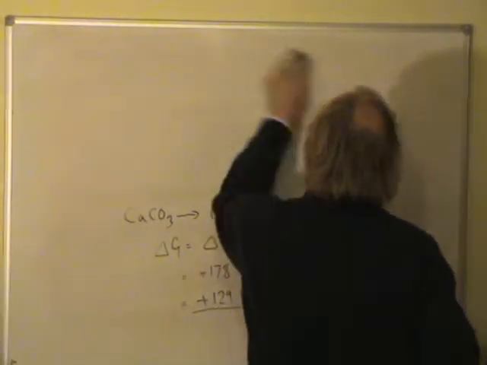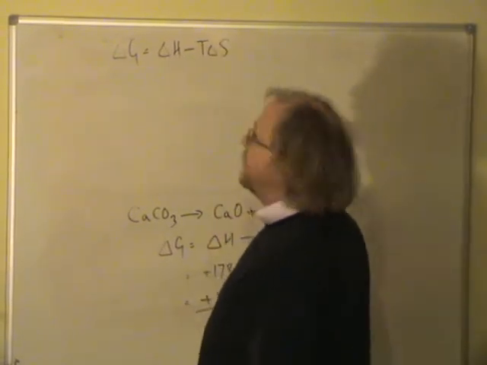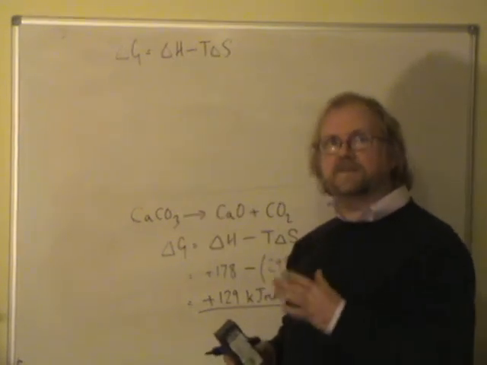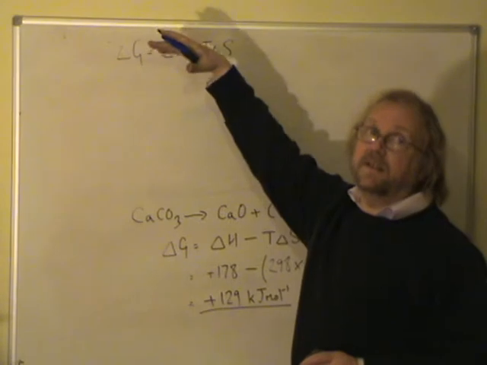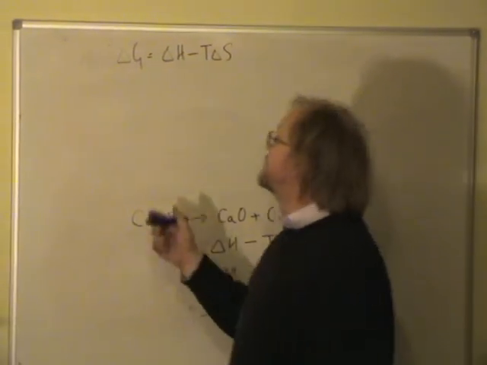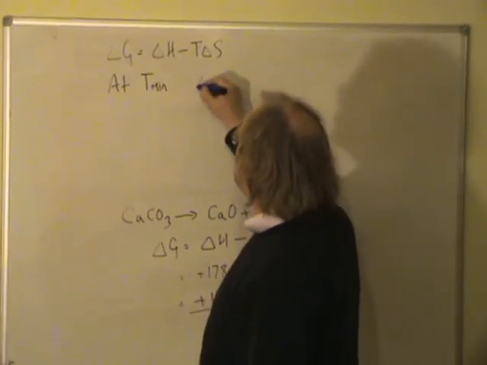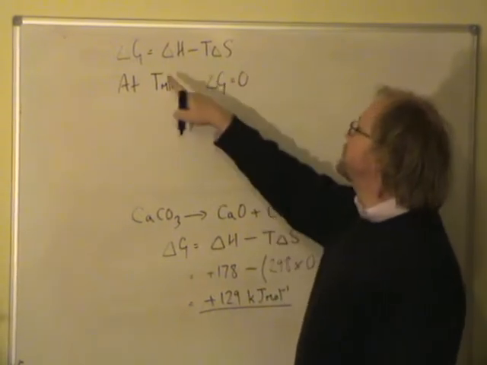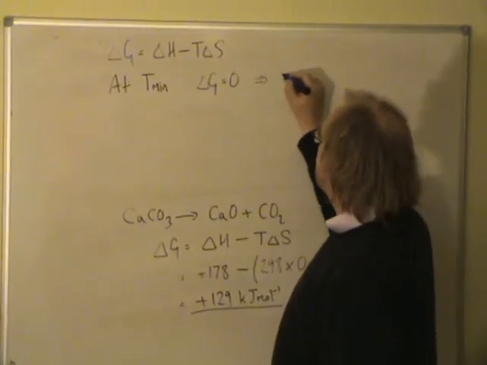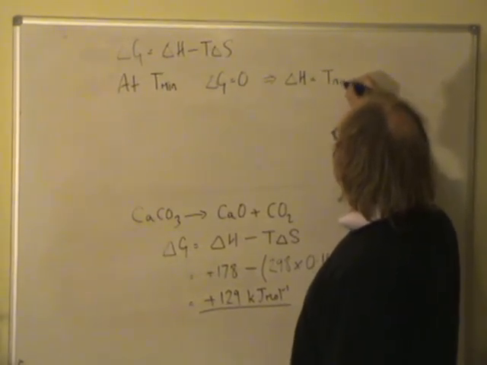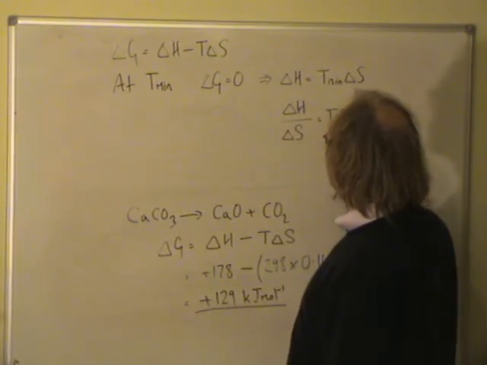And the way you do that is again to start with your definition of delta G. So delta G is delta H minus T delta S. And the temperature at which decomposition first becomes feasible is the temperature at which delta G stops being positive, and is just about to become negative, and therefore is equal to naught. So what we say is that at T minimum, the temperature at which decomposition just becomes feasible, delta G is equal to naught. And if delta G is equal to naught, it means that delta H must be equal to T delta S, so that when you subtract them they cancel each other out. So that means that delta H is equal to T minimum times delta S, and therefore delta H divided by delta S is equal to T minimum.